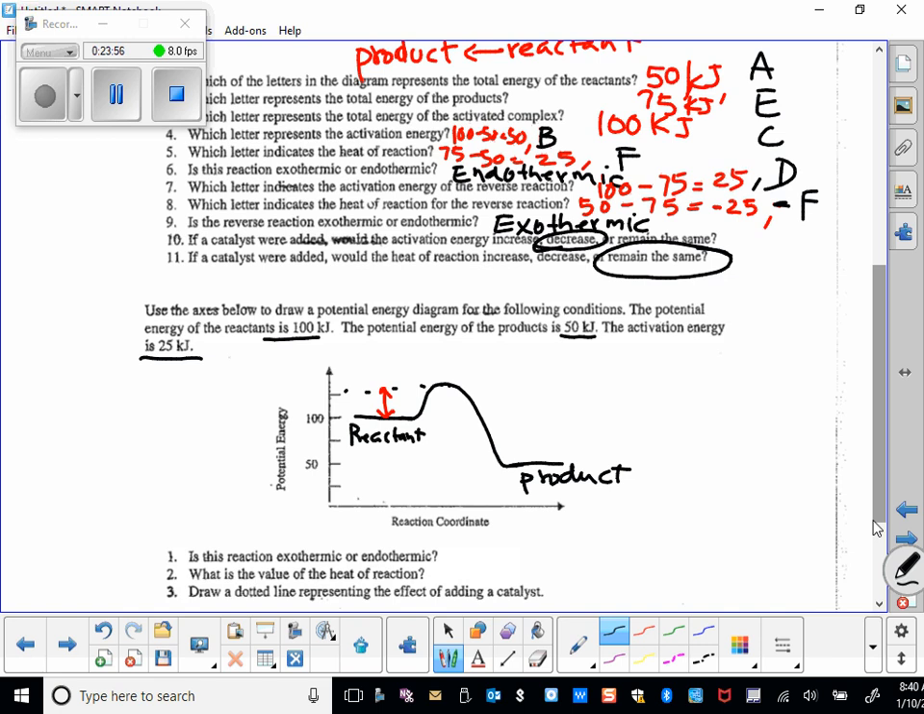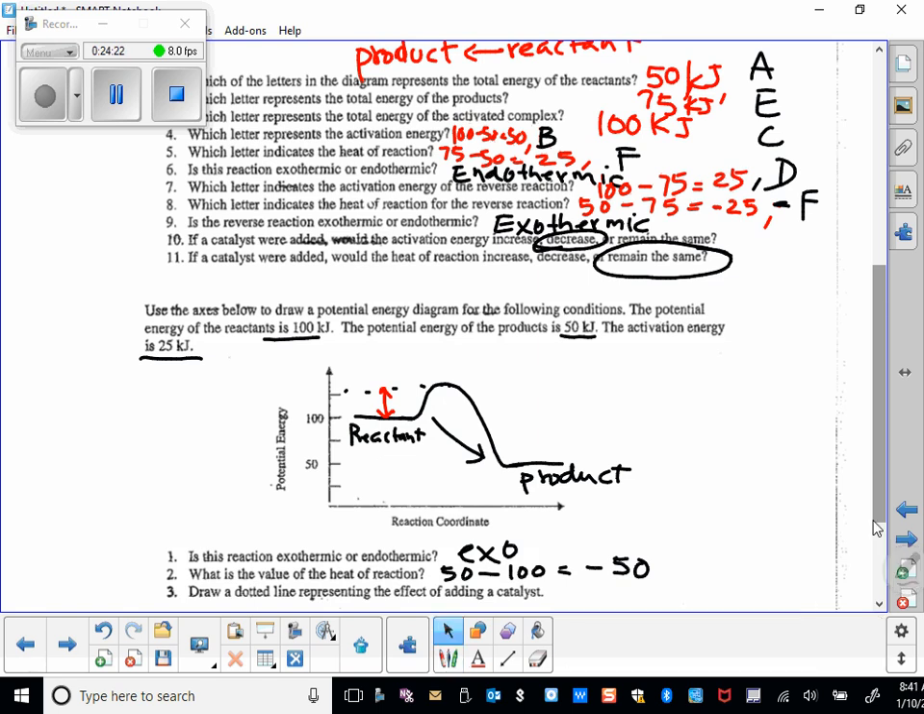So, Zachary, is this reaction exo or endo? It is exo. It's gone down. Therefore, it is exo. Grace, what's the value of the heat of the reaction? Very good. 50 minus 100. It's going to be a negative 50. It doesn't matter if it's an exo or an endothermic.